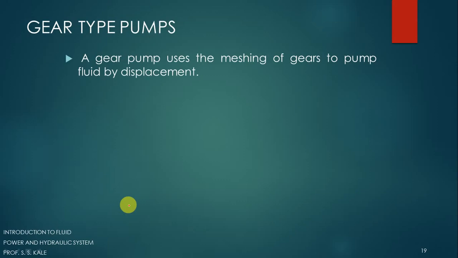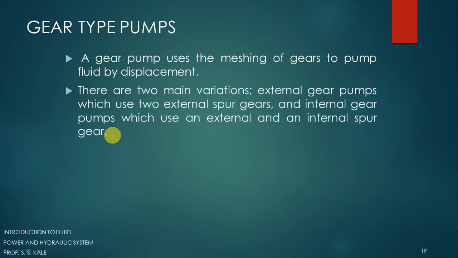Now what are gear type pumps? In a gear pump you use meshing gears to pump fluid by displacement. Obviously, by the name we can understand that various types of gear will be used for pressurizing the fluid. There are two main variations: external gear pumps, which use two external spur gears, and internal gear pumps, which use an external and an internal spur gear. In an external type we use two external spur gears, whereas in an internal gear pump we use one internal gear and another external gear.